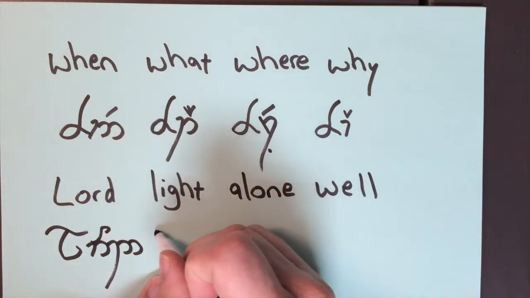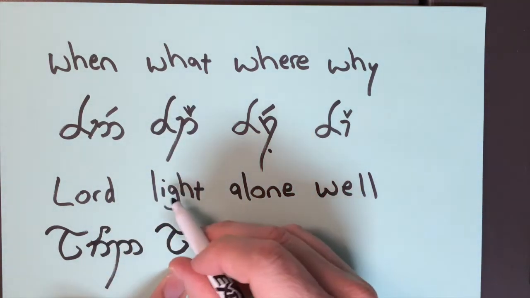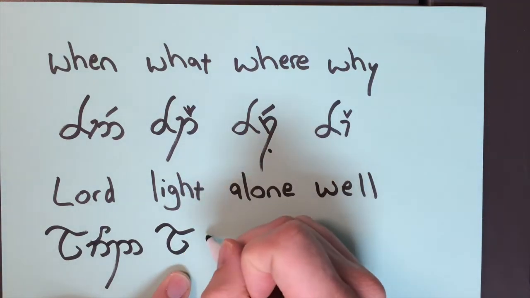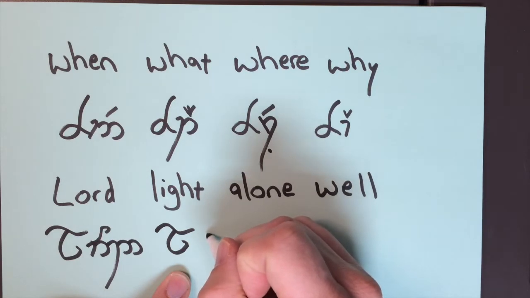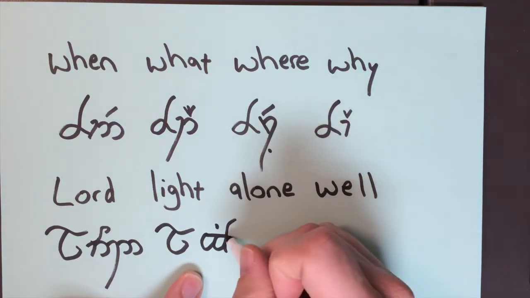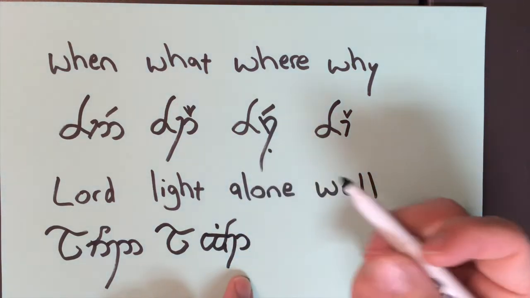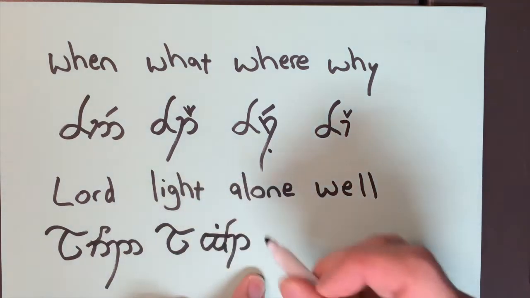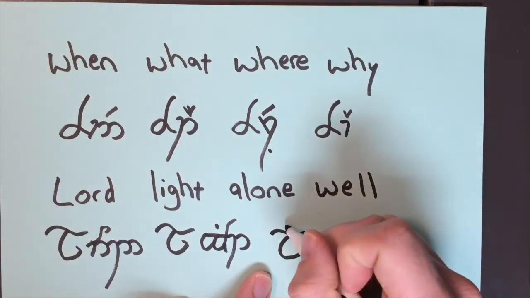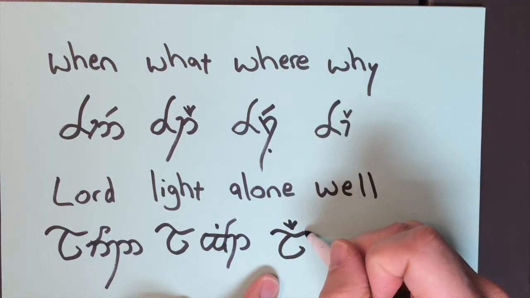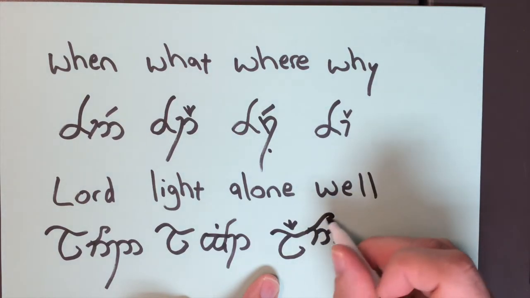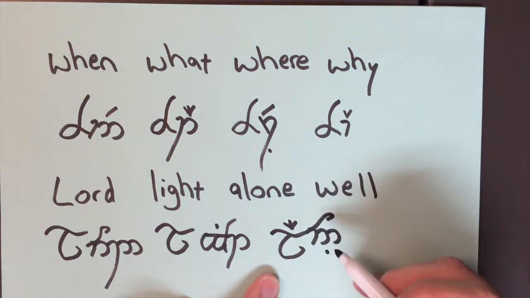For Light, we're going to draw our L. And we need to use the GH symbol. And if you remember, that looks like this. But an I on top. And then draw our T out like that. Kind of running out of room, but that's okay. So alone, you want to do an L, put your A on top, do an N like that, and then the O on top and the ending E dot.